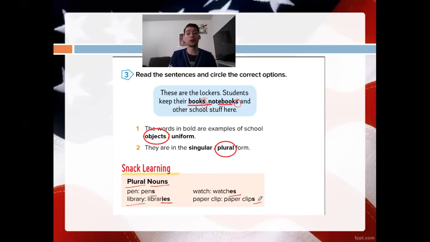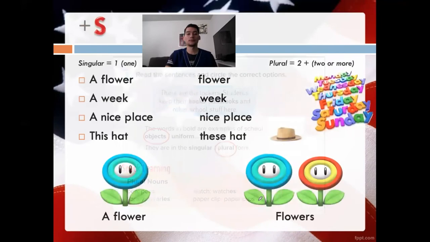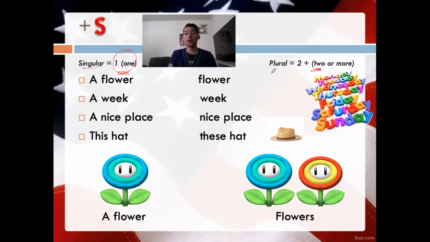The plural form of nouns. We have some rules. Let's see the rules. Pay attention. Singular is when we have just one. When we have one, we say singular. When we have two or more, we say plural. Okay? More than one.